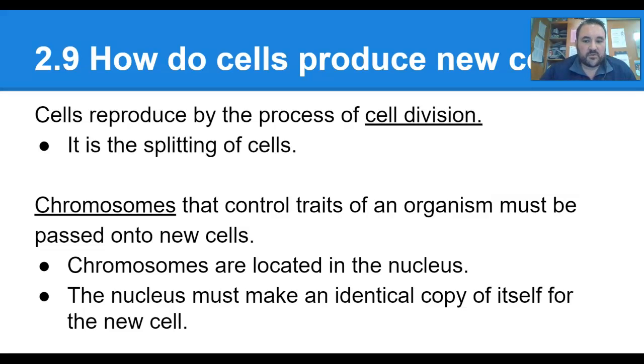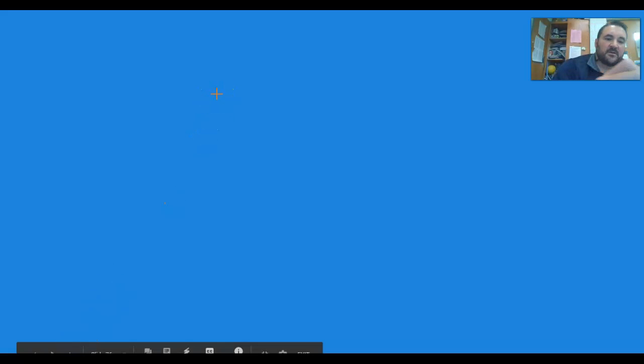Chromosomes control the traits of an organism. They must be passed on. We humans have 46 chromosomes. Those chromosomes are located in the nucleus. Before a cell can divide, it must copy those chromosomes. Right before the cell divides, it will be in a phase of the cell cycle called interphase. But basically, your DNA is really coiled.